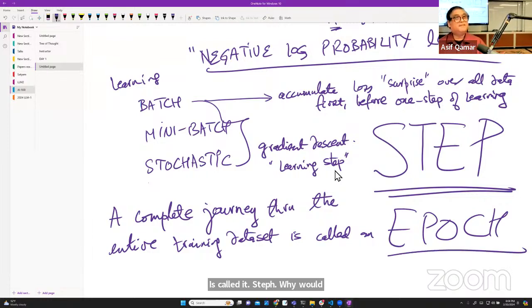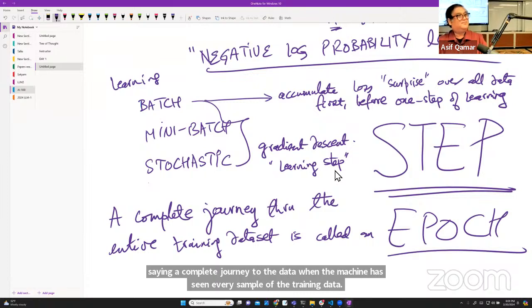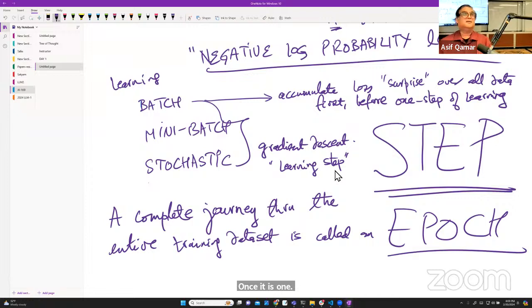Are we together? Epoch. Is epoch the same as stochastic or the opposite? No, it's a different word. I'm saying a complete journey through the data. When the machine has seen every sample of the training data, that is one epoch. So it's the same as batch, step and epoch.